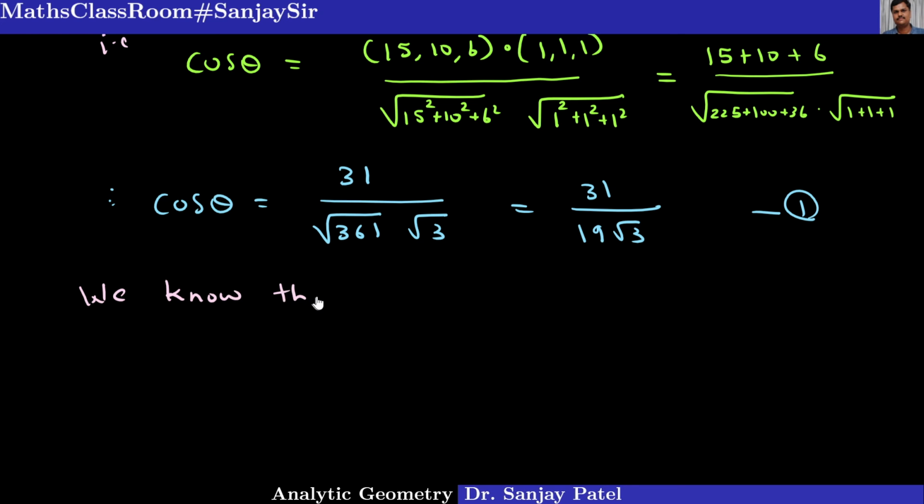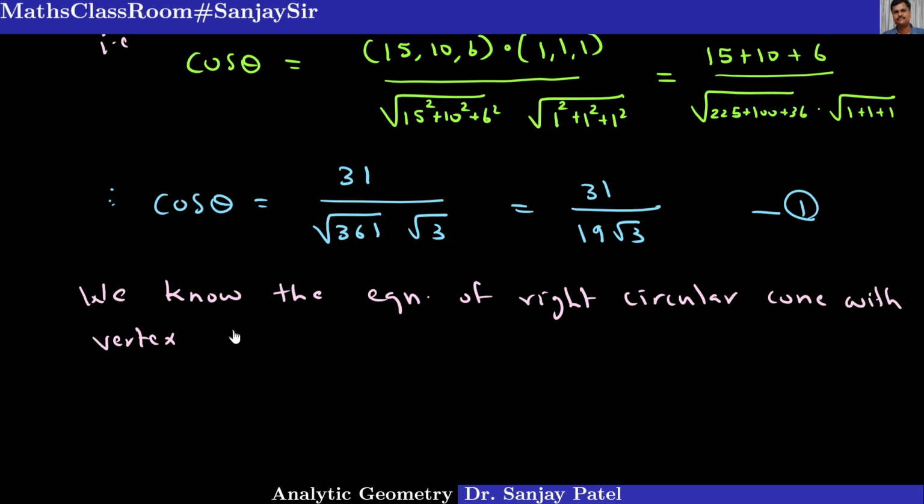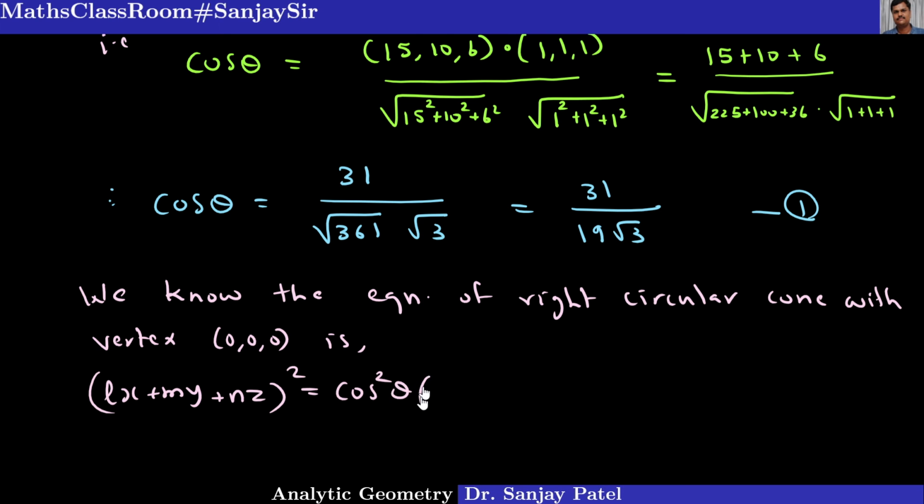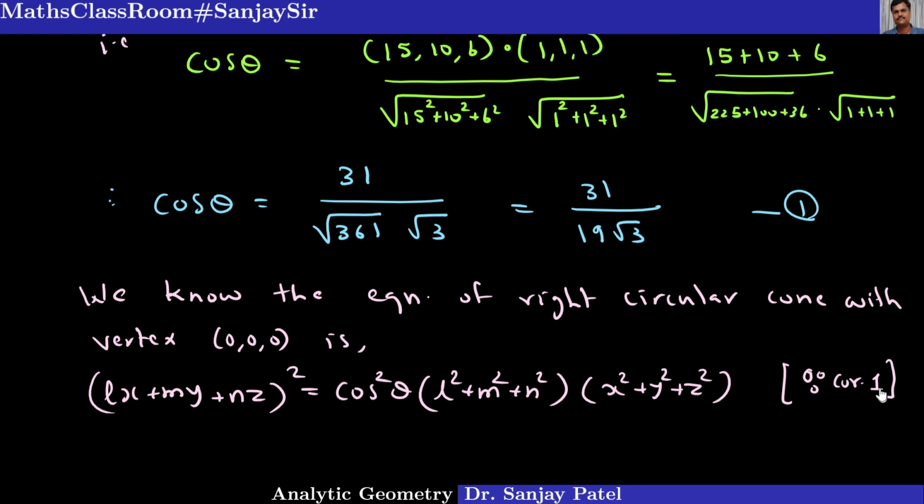We know the equation of the right circular cone with vertex. Vertex is given here, 0, 0, 0. I mean the vertex you obtain. Vertex 0, 0, 0 is Lx plus My plus Nz whole square is equal to cos square theta into L square plus M square plus N square into x square plus y square plus z square. This I am writing from corollary number 1. Okay, you can see that and verify.